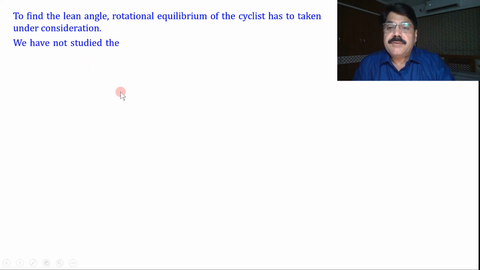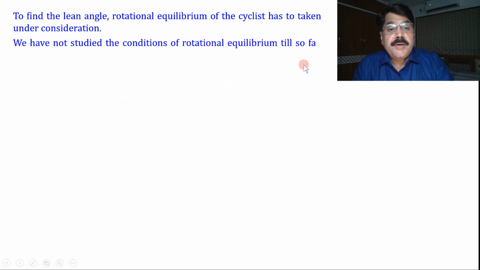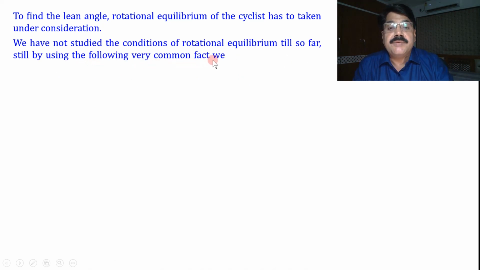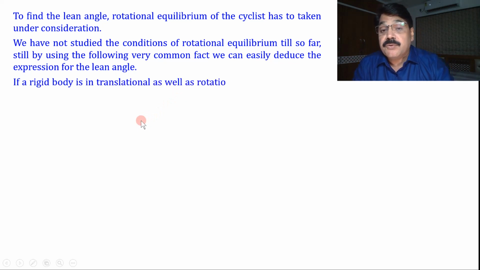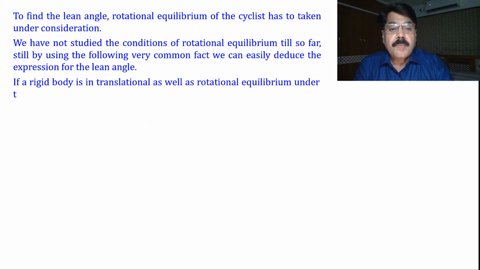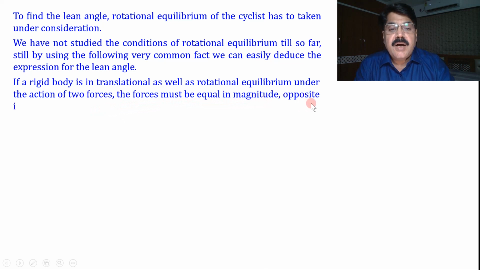We have not studied the conditions of rotational equilibrium so far. Still, by using the following very common fact, we can easily deduce the expression for the lean angle. And what is the common fact? If a rigid body is in translational as well as rotational equilibrium under the action of two forces, the forces must be equal in magnitude, opposite in direction, and collinear.